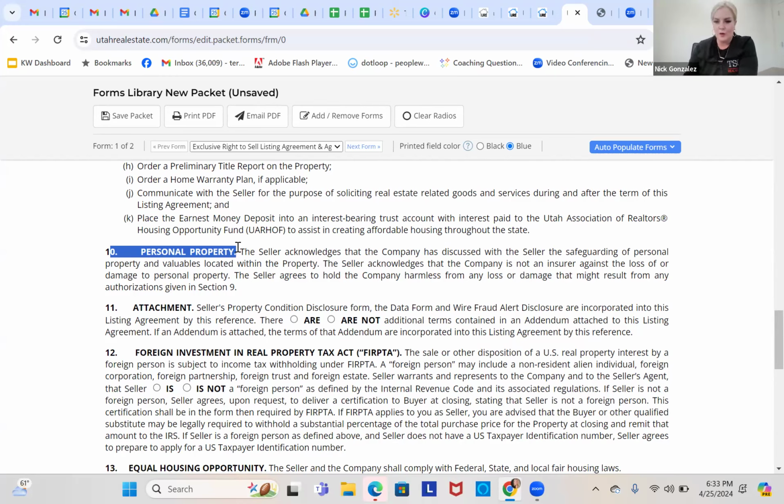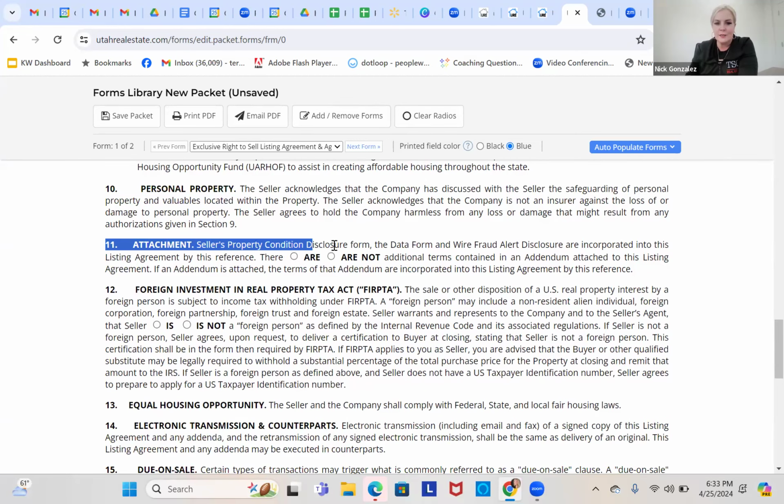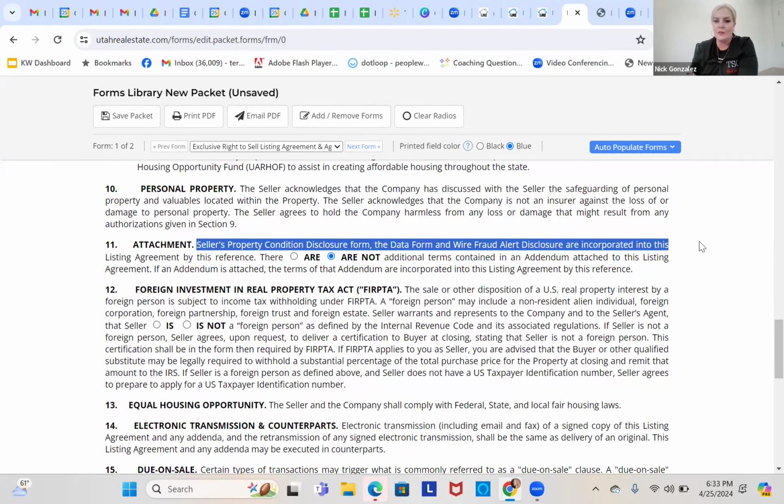So I do warn them, anything that can be picked up easily, anything of value, they want to pack it up and move it away because they are responsible for the personal property. Attachments, typically there are no attachments other than what is considered the agreement, which is the property condition disclosures, the data form, and the wire fraud disclosure, and along with this agreement is considered one agreement.